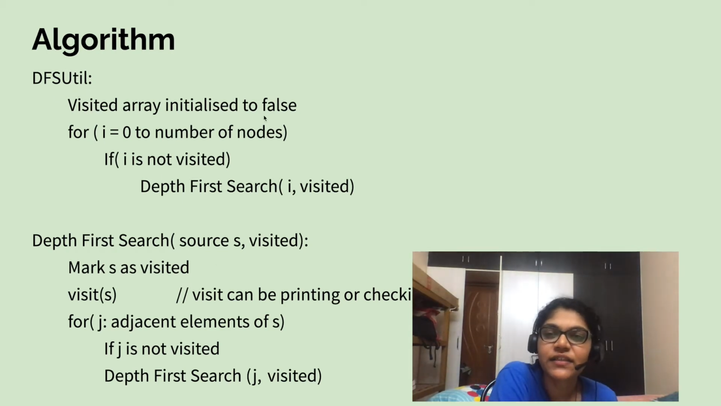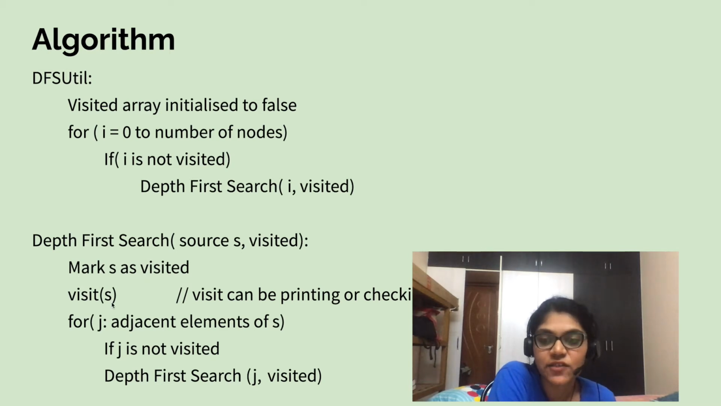DFS util: in this method we are initializing the visited array to false. We start from the first node of the graph and proceed to n, the number of nodes. We see if the node is visited or not. If the node is not visited, we give it as an input to the depth first search function. In the depth first search function, we take the starting node in the current component and the visited array as an input. We will also take the graph as an input to the function. We can see how we take graph as an input when we write the code.